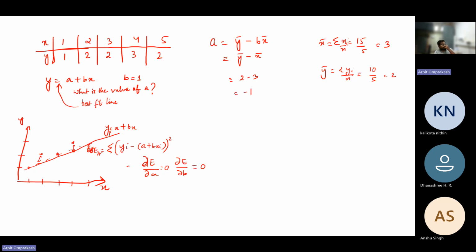So our A will be minus 1. So our best fit line would be of the form y is equal to minus 1 plus x. So y is equal to x minus 1.